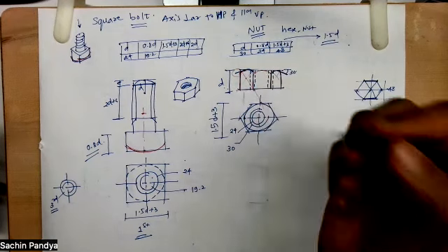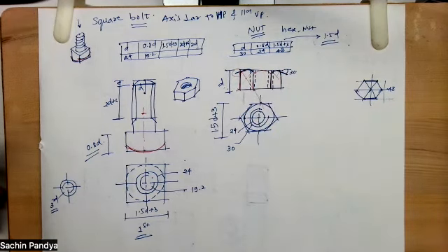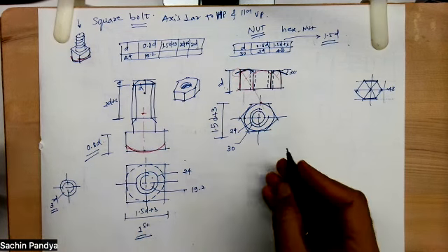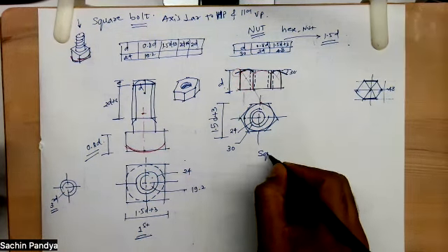This is front view, top view of hexagonal nut. You want to draw side view, you can draw side view. If you don't want to draw, it's okay. Generally, they don't ask side view. You can practice. Same thing will come for square nut.